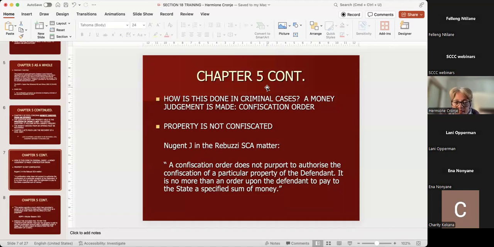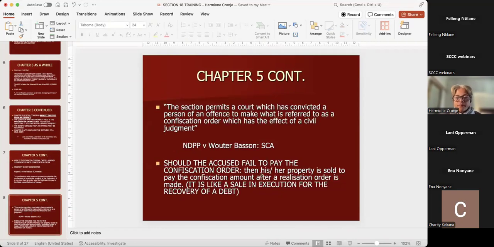The decision in Rebutsi, which is an SCA decision, Nugent J. held as follows: a confiscation order does not purport to authorize the confiscation of a particular property of the defendant. It is no more than an order upon the defendant to pay to the state a specified sum of money. So in other words, if there's a benefit of R1 million derived from a crime, in fact, in the Rebutsi case, an employee stole money from her employer. But the employee also had a gambling problem. And so much of the money that she stole went in to feed her gambling habit.